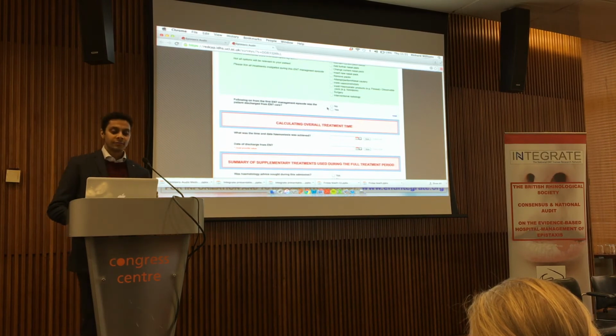And then at that stage, the patient can be discharged. You could have solved everything, you could have taken the pack out, you could have cauterized them, you could send them home. And following the first treatment, was the patient discharged? Yes, and then that's it.